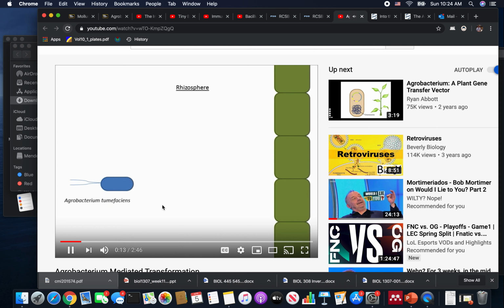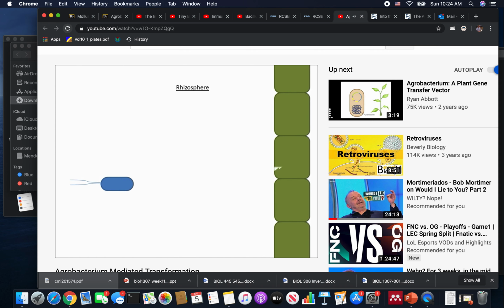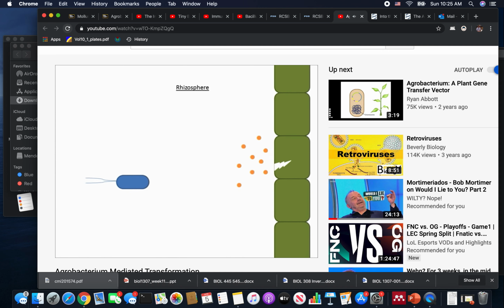Sphere and utilizes nutrients from the plant to survive. However, if the plant is damaged, the agrobacterium moves to the site of injury via chemotaxis as a response to chemoattractants released by the injured cells.